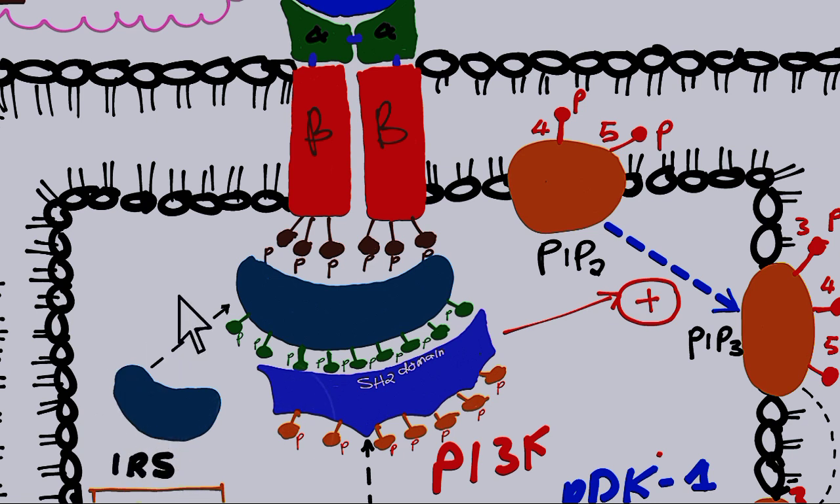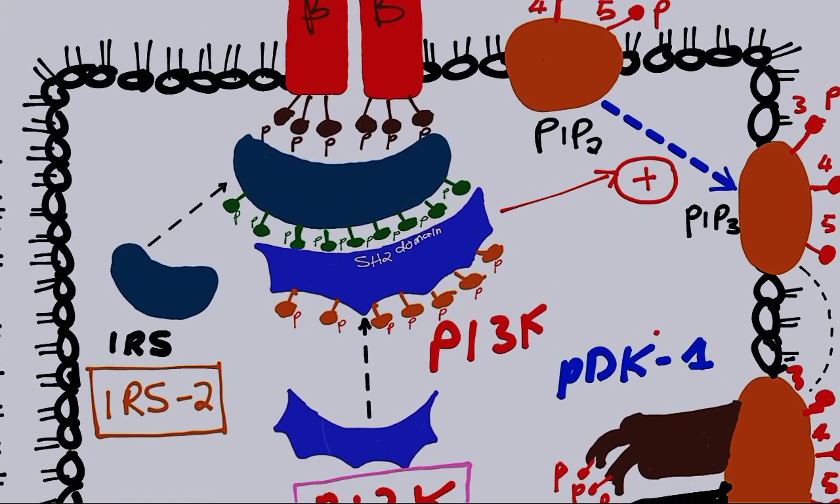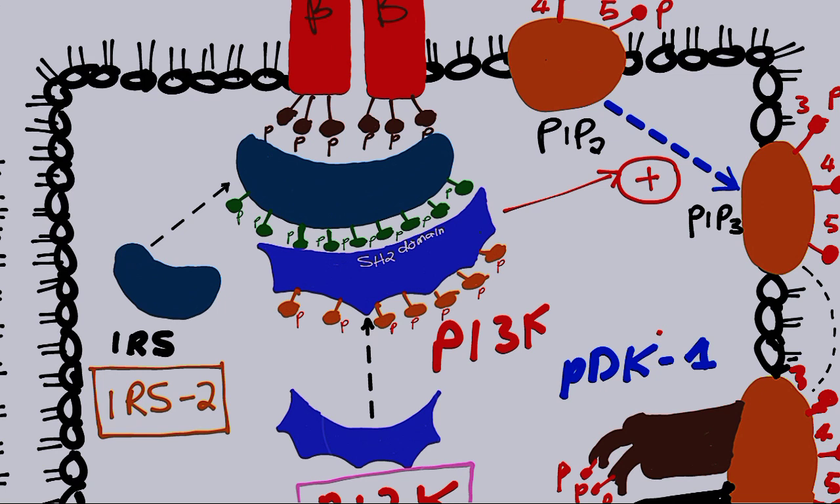IRS protein is going to come and bind to the phosphorylated beta subunits, and it's also going to get phosphorylated. And what you should know is that in the muscle cells, the main type of IRS protein that we have is IRS2, because we've got other types of IRS protein. We've got IRS1, IRS2, IRS4, and others. So the IRS2 is the one that is found in the muscle cells.